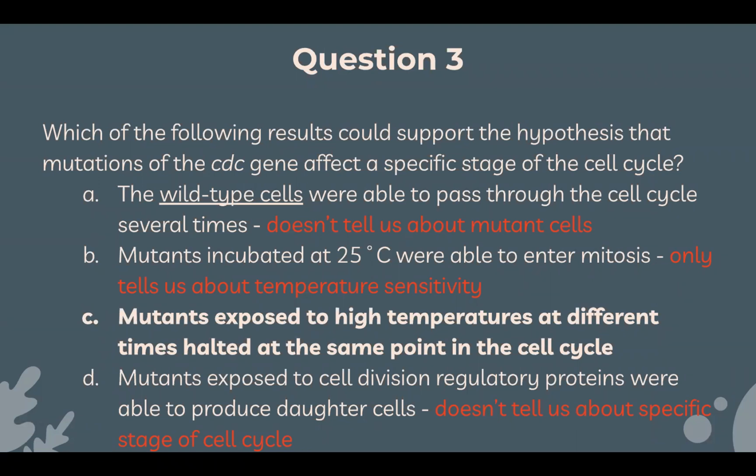So the key to answering this question is to think about each option and ask yourself, how is it relevant to the question and to what each option implies? So choice C is the most relevant to the question because we're talking about mutants and it talks about the specific point in the cell cycle. And it implies that regardless of time exposed to high temperatures, the mutants were halted at a specific point in the cell cycle, meaning that time isn't a factor, so it must be the mutation of the CDC gene that is causing the halt. Does that make sense?